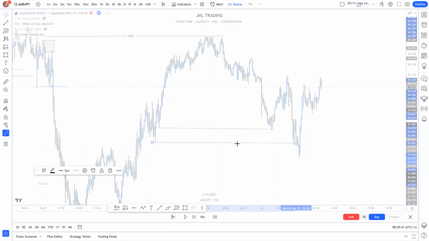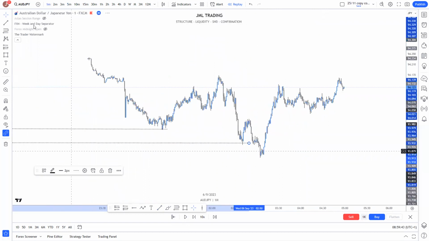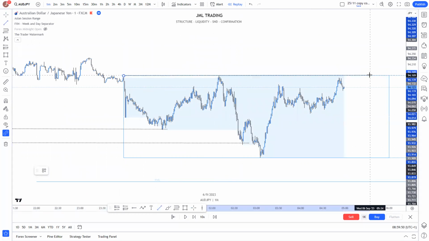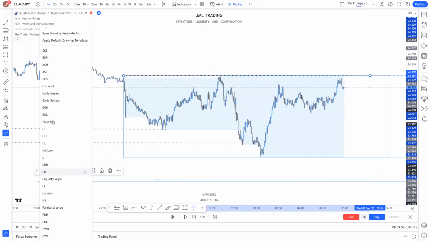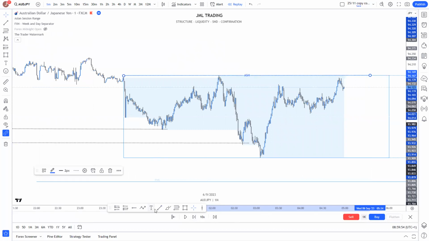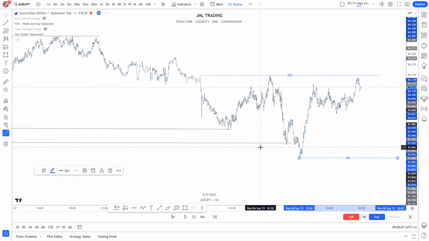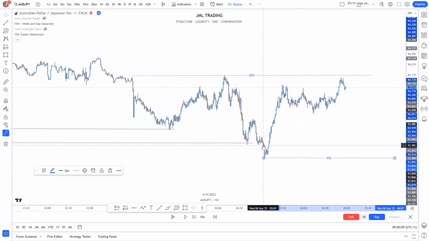So if we actually just jump down and have a quick look at this now, we are just going to put our indicator on quickly. And as you can see, this was the Asian high just here, so we mark that as our ASH. And we mark this as our Asian session low just down here. Just there, so then we can just switch that back off.